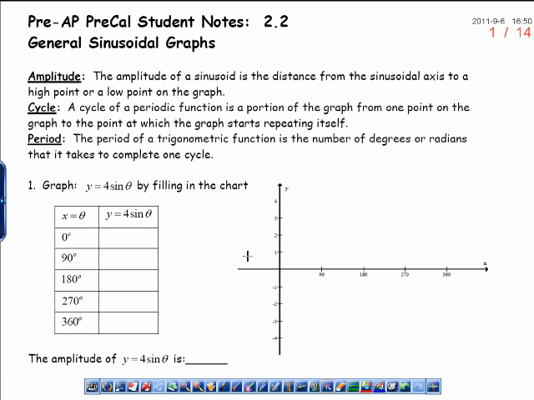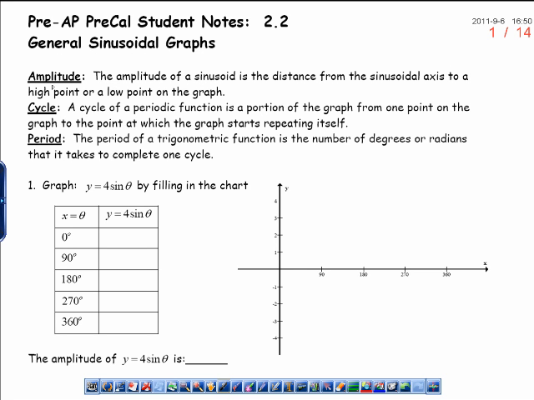Okay, student notes 2.2. This is graphing general sinusoidal sine and cosine graphs. We saw in spaghetti trig what the sine and cosine parent functions look like. Now we're going to take it a little bit deeper and look at the transformations.